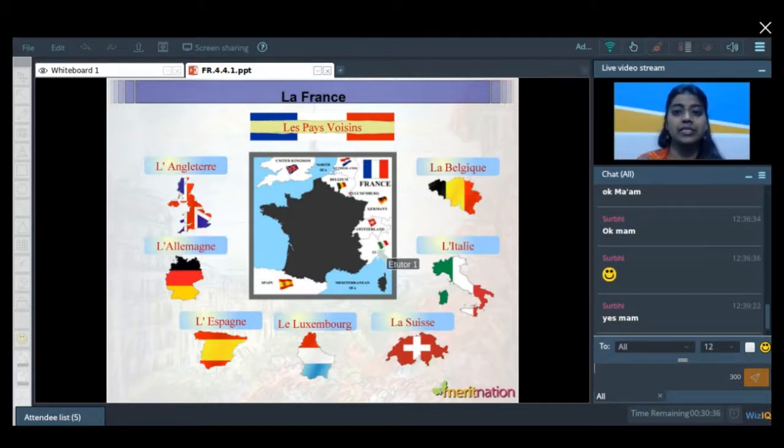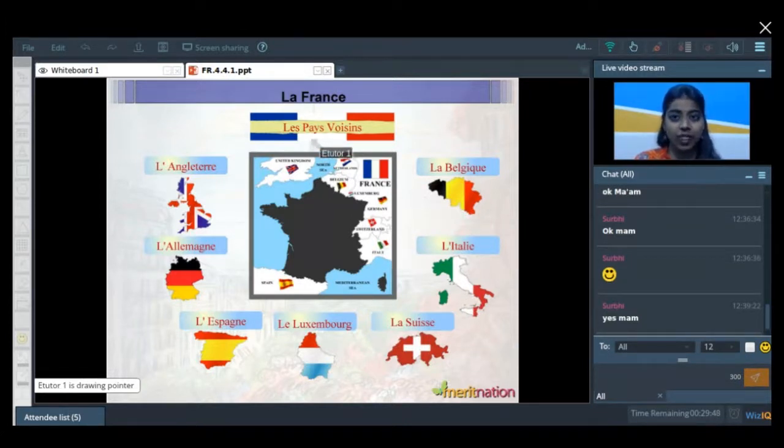Whenever in an exam the question comes, nommez les pays voisins de la France, you have to write all these seven countries. I repeat one more time, and don't forget to learn the spellings, because while you are writing in your exam, the teacher may deduct your marks if the spelling is not correct. L'Angleterre, L'Allemagne, L'Espagne, Le Luxembourg, La Suisse, L'Italie, et La Belgique.